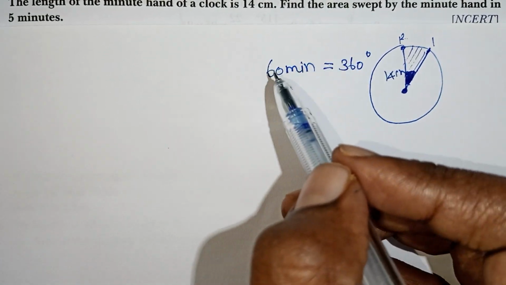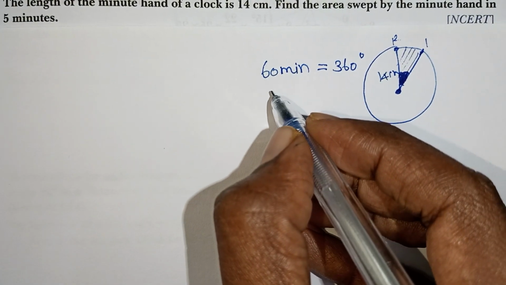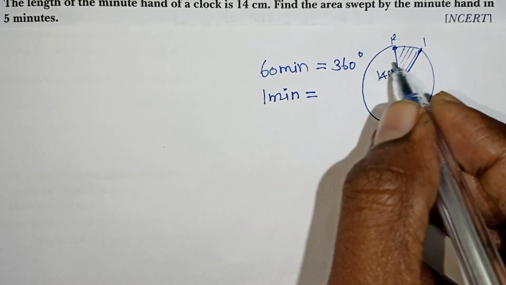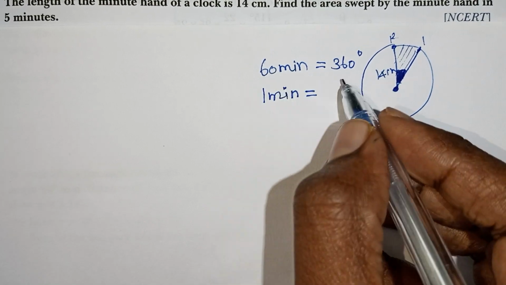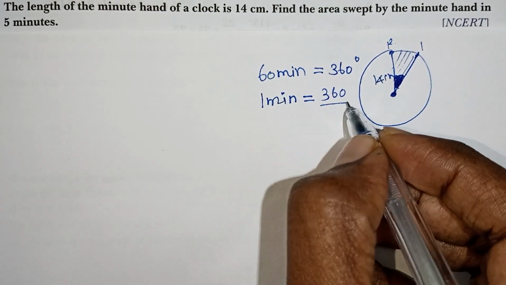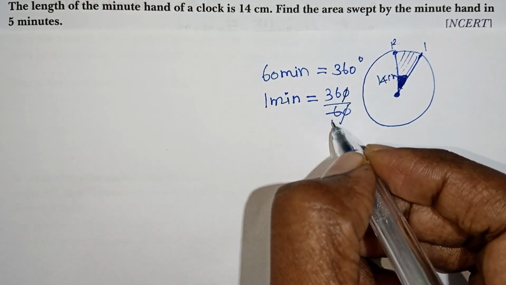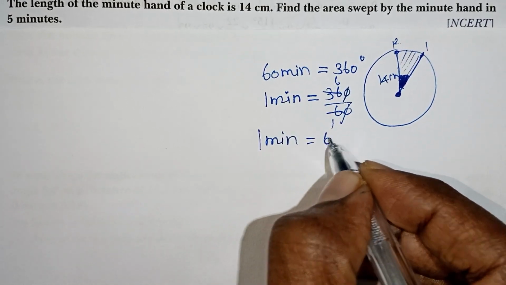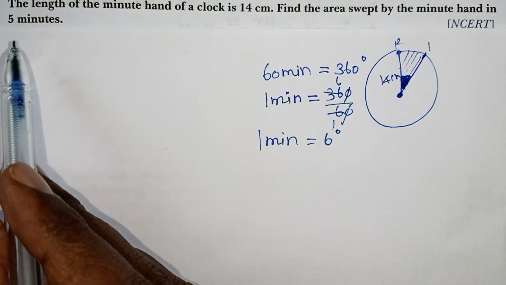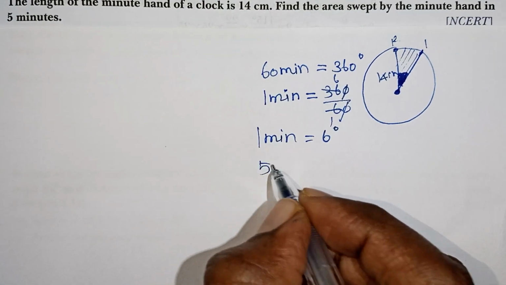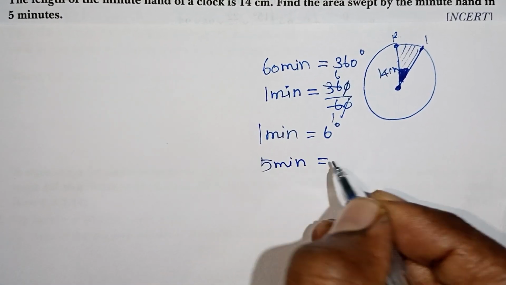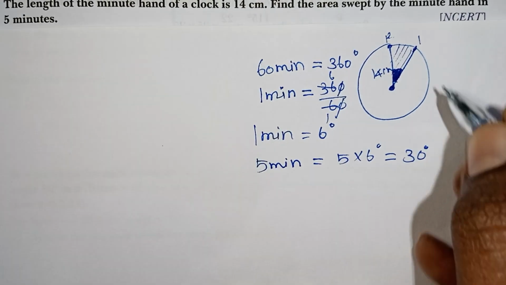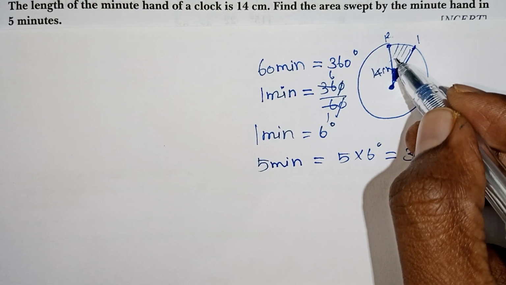Now we need to identify for 5 minutes. So let's come for 1 minute first. For 1 minute, how much angle it will cover, let's find. For 1 minute, the 60 you can take to the other side, it will become a division. So 6 1s are 6. So in 1 minute, the minute hand will cover actually 6 degrees. Now in our question, how many minutes are they asking? 5 minutes. So in 5 minutes, how much angle will it be rotating? So 5 into 6 degrees will be 30 degrees. So the angle covered in 5 minutes is 30 degrees.